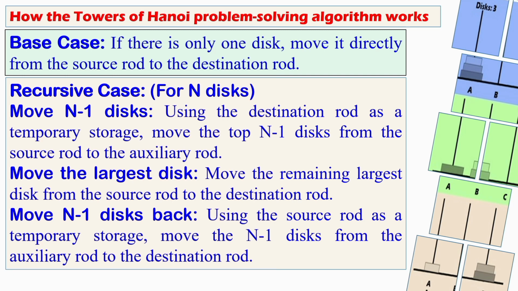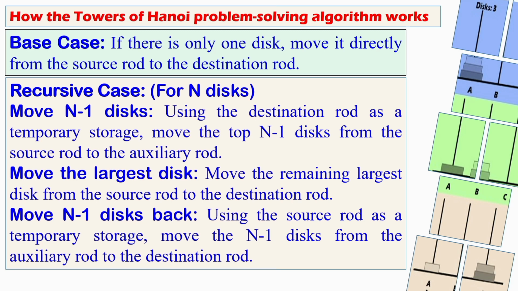In this case, move n minus 1 disks first, that is, using the destination rod as a temporary storage, move the top n minus 1 disks from the source rod to the auxiliary rod. Next, move the largest disk. Move the remaining largest disk from the source rod to the destination rod. And last, move n minus 1 disks back. So using the source rod as a temporary storage, move the n minus 1 disks from the auxiliary rod to the destination rod.